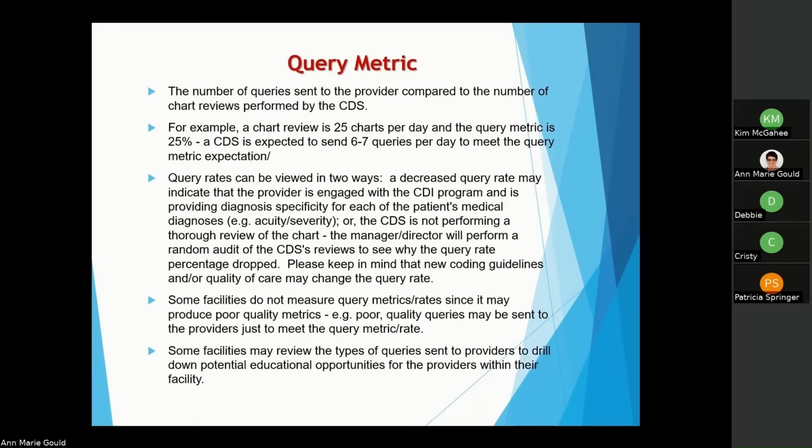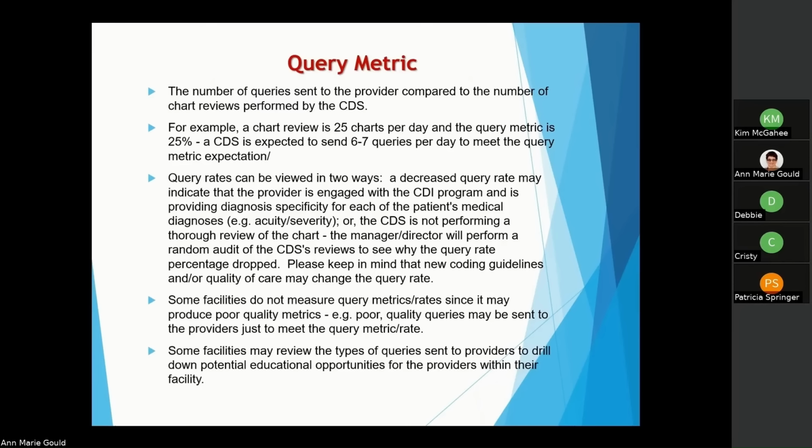Now, our query metric, this is the number of queries sent to the provider compared to the number of chart reviews that was performed by the CDS. So a chart review is 25 charts per day, and the query metric is 25%. So a CDS is expected to send 6 or 7 queries per day to meet the query metric expectation. That's just an example, okay?